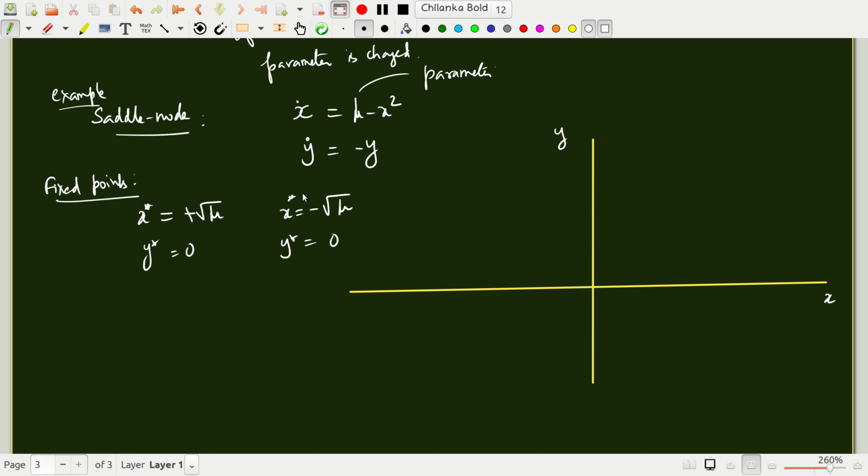Okay, so these are two solutions, and then there is of course the third solution. Okay, these are the only two solutions, I'm sorry. So we can draw the trajectories in the phase plane.